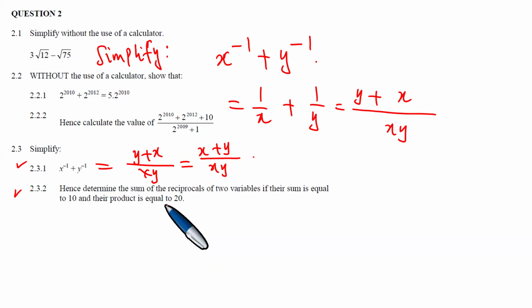Hence determine the sum. Yes. I might be wrong, so I'm not sure, but I think it's 10 over 20. A half. Well done. Excellent stuff.